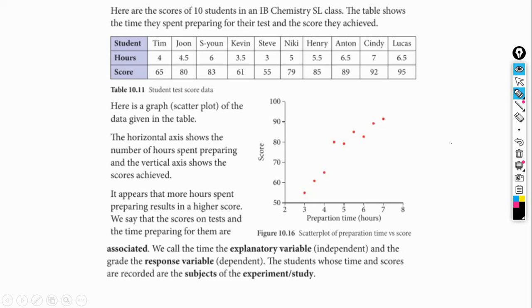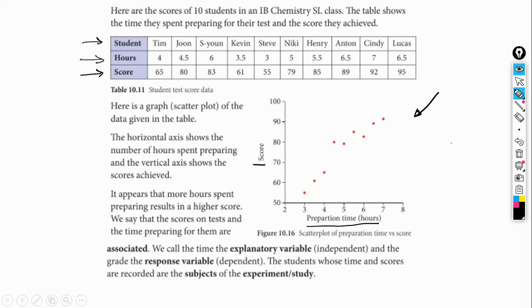And it says, here are the scores of 10 students in an IB chemistry standard level class. The table shows the time they spent preparing for the test and the scores they achieved. So here are the hours and the scores. And also notice that we have student names. On the right-hand side, you're going to see a scatter plot, which is based on the data points given through the table. The horizontal axis shows the preparation time, and the vertical axis shows the scores achieved.